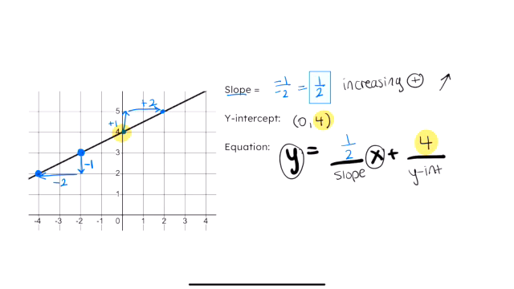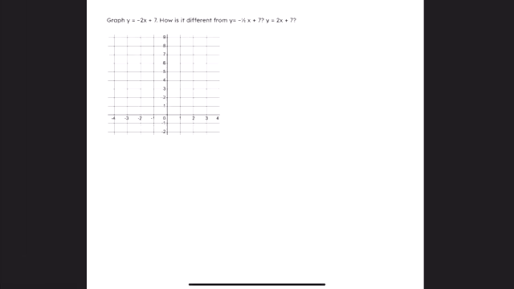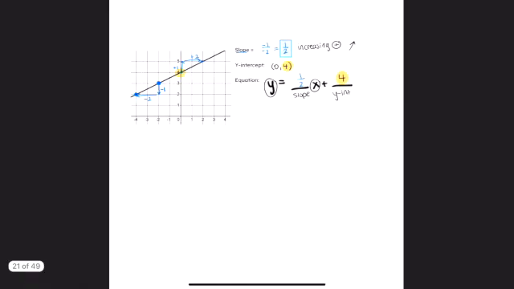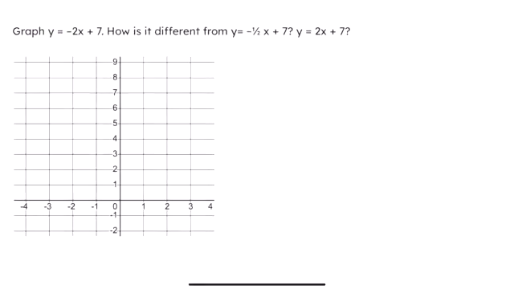All right, so we're going to do one last example. So this is going to be -2x plus 7. In this case, rather than looking at the graph and writing the equation, we're actually going to look at the equation and then create the graph. So it's asking us to graph y equals -2x plus 7. We're also going to compare how it would be different from these two other equations.